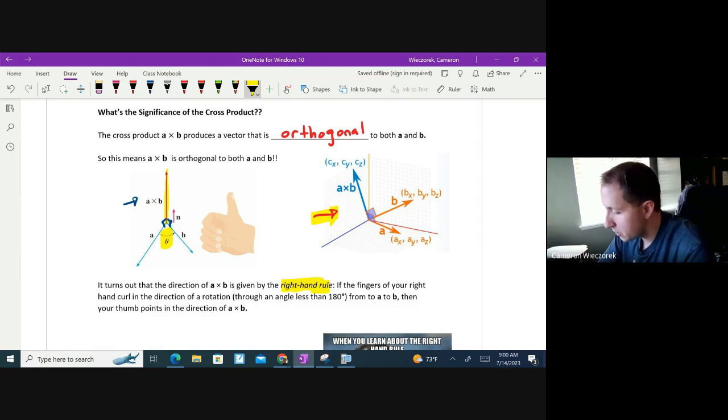So if we're doing A cross B, put your pointer finger, your ring finger, your middle finger, and your pinky in the direction of vector A, and then curl them in the direction of B. So try this with the one on your paper.